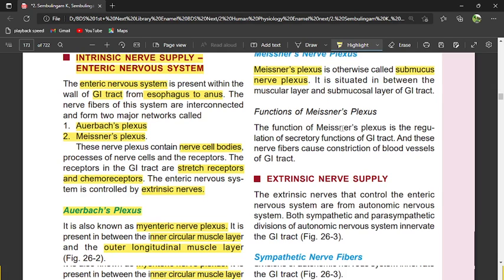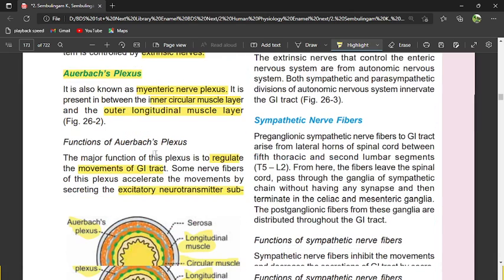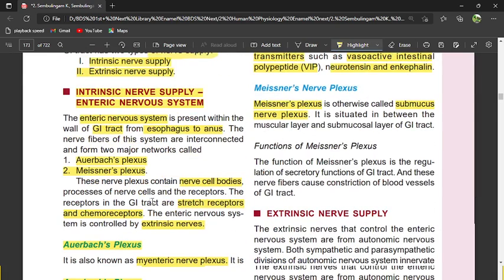See, that was regulating the movement. तो contraction और peristalsis के लिए वो Auerbach's plexus help कर रहा था because it is also releasing some excitatory and inhibitory neurotransmitter, VIP को release करना उसका काम है. पर functions of the Meissner's क्या है? It regulates the secretory function of the GI tract. So secretion इसका main function है.